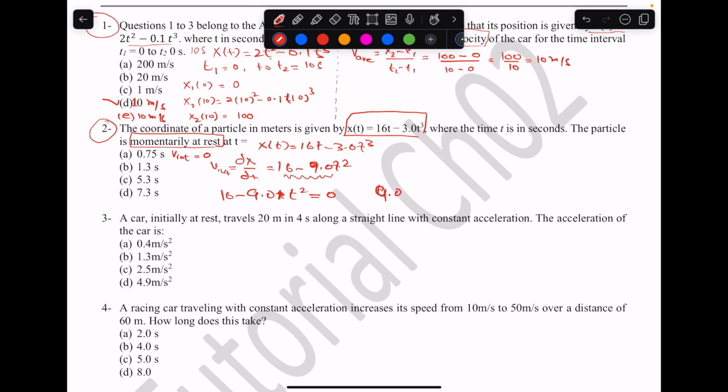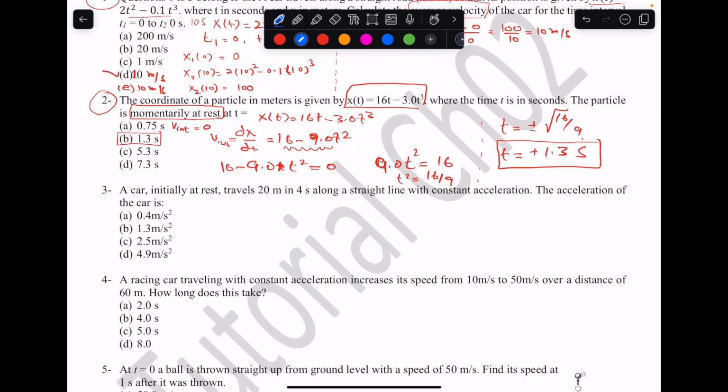So which we get 9.0 t squared equals 16, and t squared is 16 over 9, and we get t is plus or minus square root of 16 divided by 9, and we get plus 1.3 seconds, and we ignore the negative time because we are going forward in time. So the option B in that case is correct.